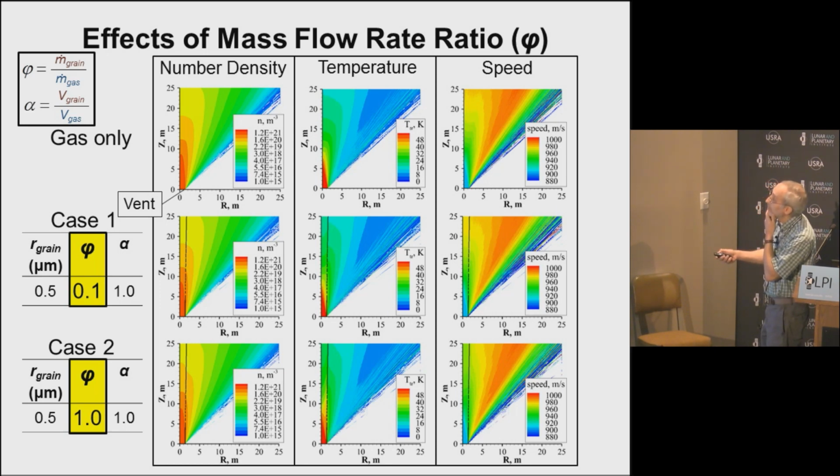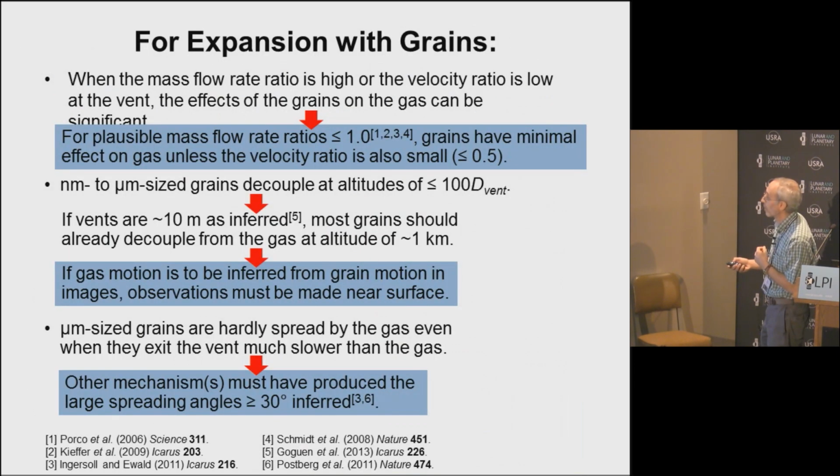We have examined things like the mass flux ratio between the grains and the gas, and the ratio of velocities between the grains and the gas. And those are important parameters to determine what you see further away. I'm going to skip going over those details, but suggest that when the mass flow ratio is high or the velocity ratio is low at the vent, the effect of the grains on the gas is substantial. For plausible mass flow ratios, probably less than 1, the grains have minimal effect on the gas unless the velocity ratio is small. And I've already said some of that.